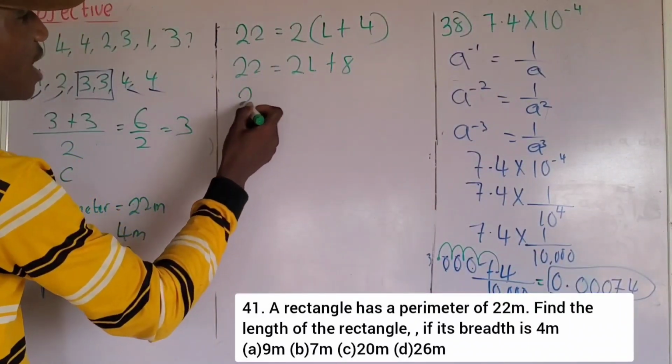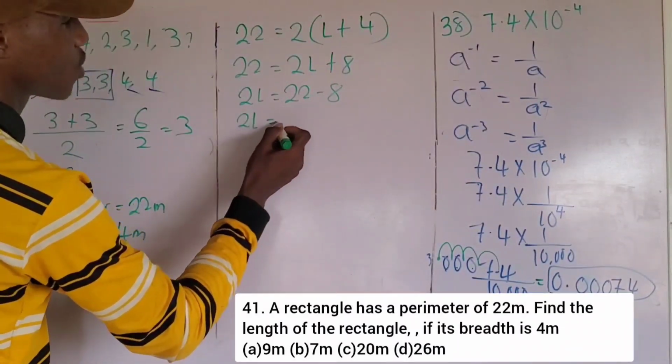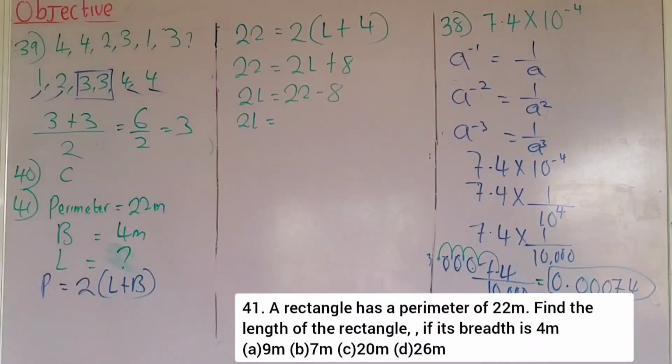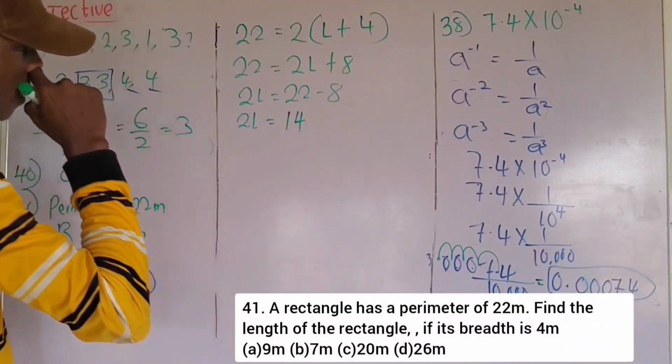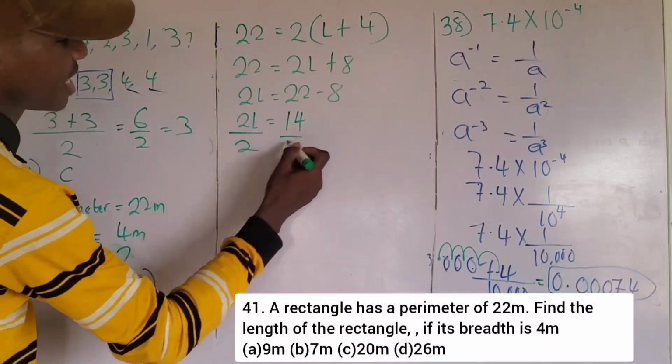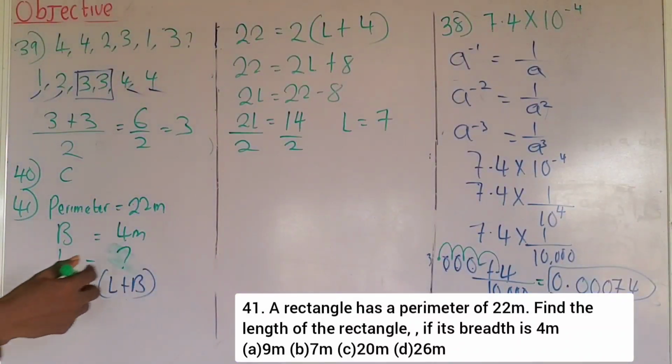Okay, 2L is equals to 22 minus 8. Okay, 2L is equals to, now if you subtract 8 from 22, you're going to have 14, right? So this is 14. So divide both by 2 to get the length. L is equals to 7. So the value of the length is 7 meters.